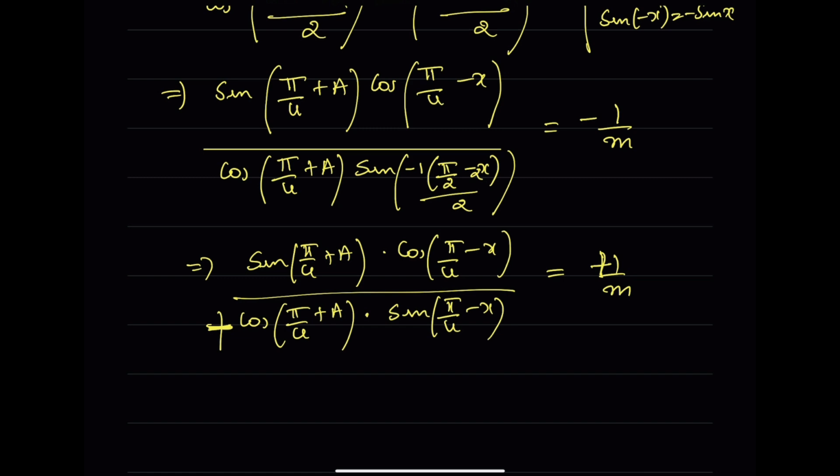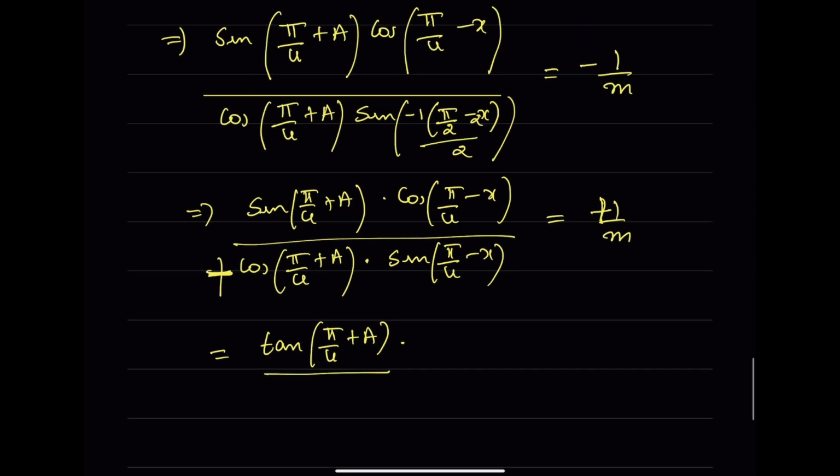Okay, now let's see the ratio. So this is sine by cos, the first part. So this is tan of pi by 4 plus a multiplied by, now this is cos by sine. So this is 1 by tan, or cotangent. So I'll write it as 1 by tan so that it's easier to apply the proof. So this is tan of, sorry, yep, it is tan of pi by 4 minus x. This is equal to 1 by m. Correct?